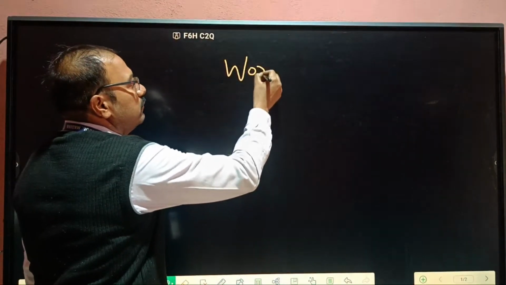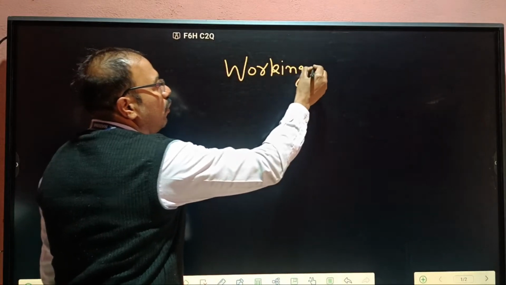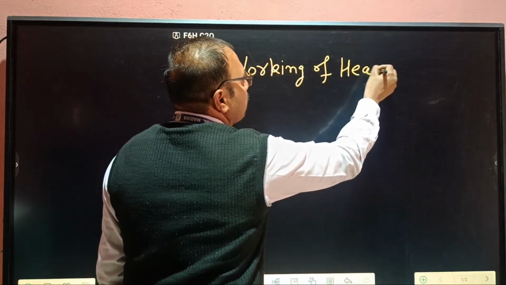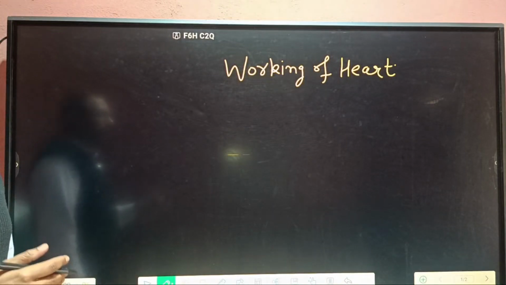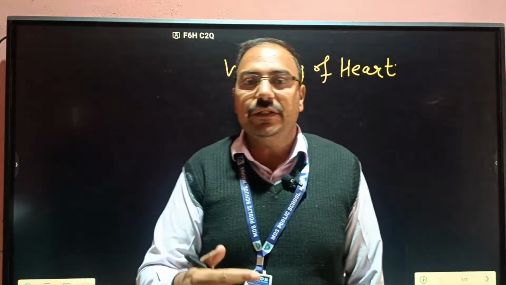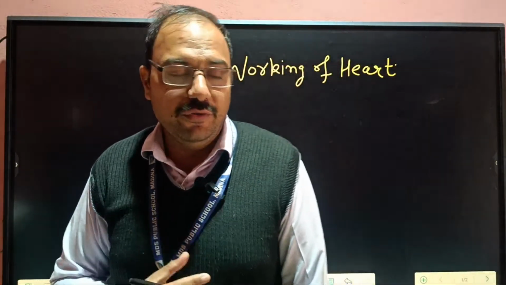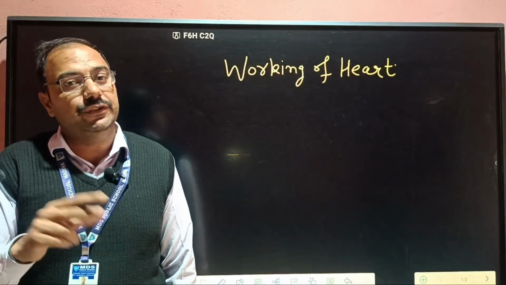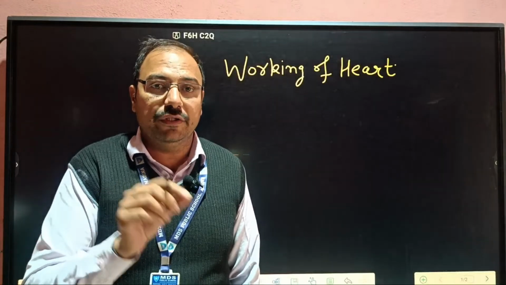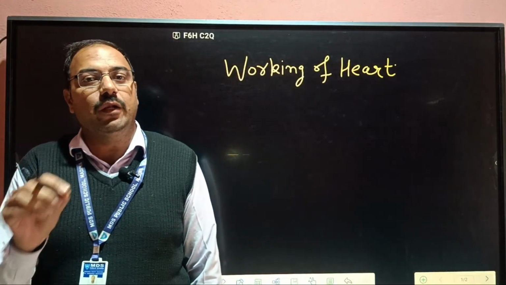So today we read about the working of the heart. This is a topic of the chapter Life Processes, of class 10th. So what is the working of the heart? Basically, what is the function of a heart? The function of a heart is to transport oxygenated blood to all parts of the body. In our body there are two types of blood, oxygenated and deoxygenated. Oxygenated is rich in oxygen and deoxygenated is rich in carbon dioxide.